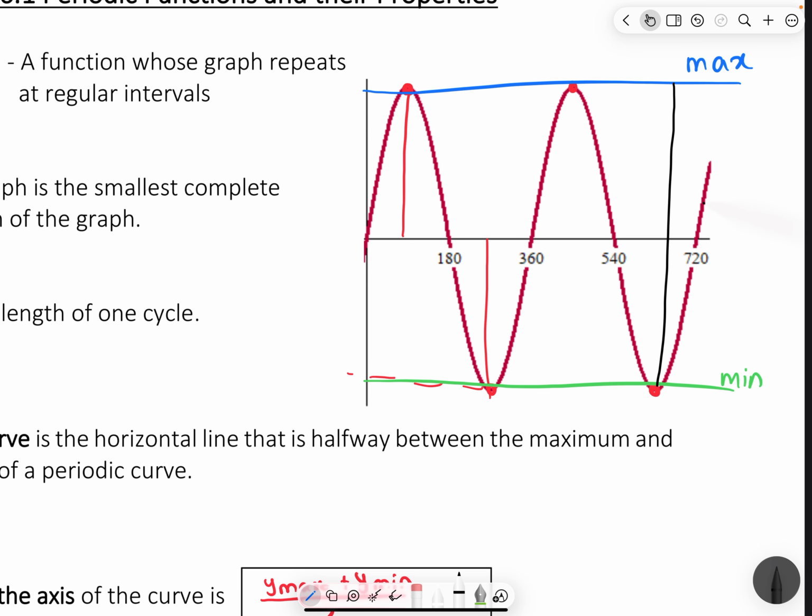Now to find the amplitude, since we know that the amplitude is just how many values you have to go up by or down by to reach the maximum point or the minimum point on your graph, and we know the axis of the curve is always between your graph, when we find the difference in values, y max subtracted by y min, we divide it by 2.